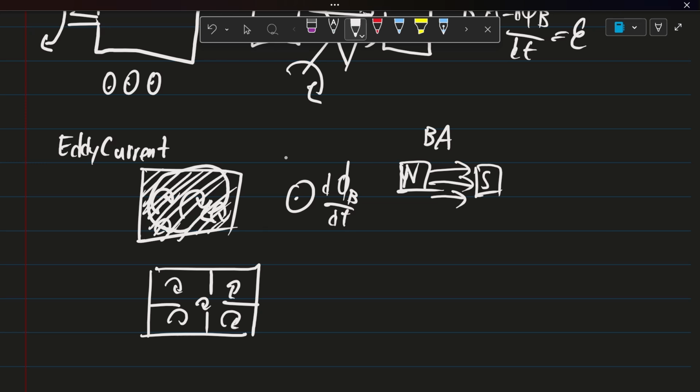But if you cut slits into this, there are fewer paths. There are fewer loops for eddy currents, thus reducing the braking. So it could be stated that it would be almost like there is no brake. It could be like going straight through.